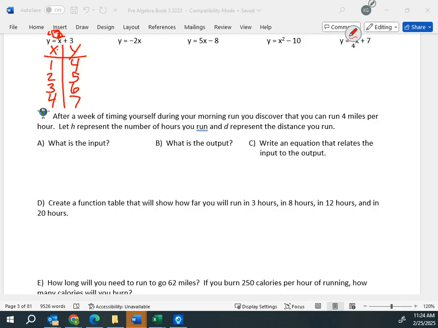Can anybody see what the rule would be for this table? Come on. You're adding 3 to the input. Okay.